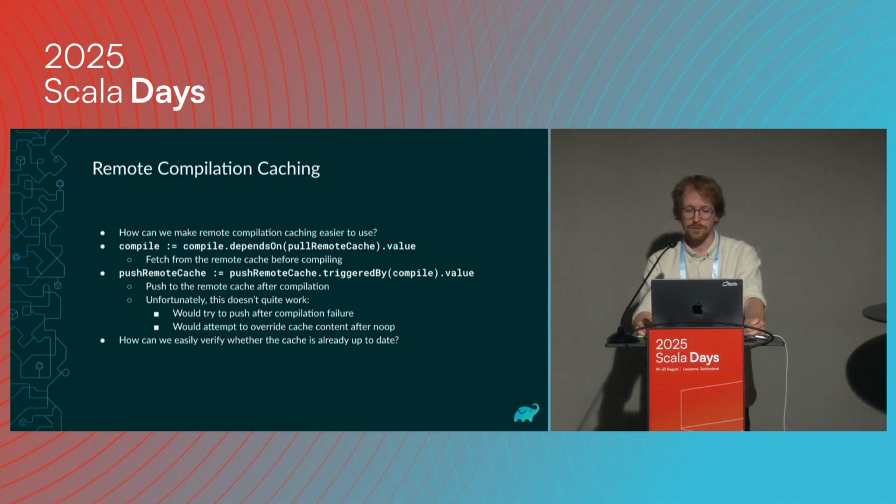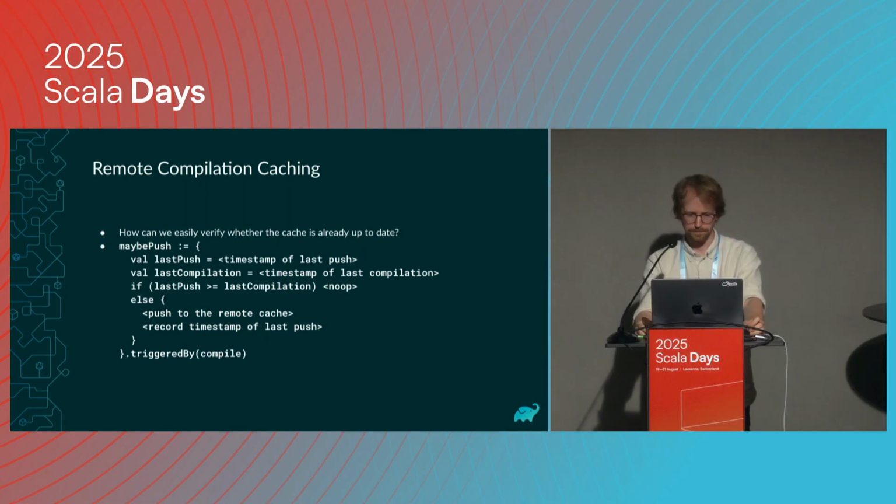So we need a way to verify that the cache is already up to date. How can we do that? So the idea is that we would try to remember what was the last time that we pushed, what was the last time that we compiled, and if we pushed more recently than or at least as recently as the last compilation, then there is nothing to do. Otherwise, we push the remote cache and record that timestamp. And the whole thing is triggered by compile. So this is pseudocode. What would it look like in a real implementation?